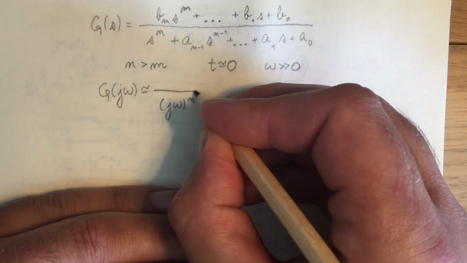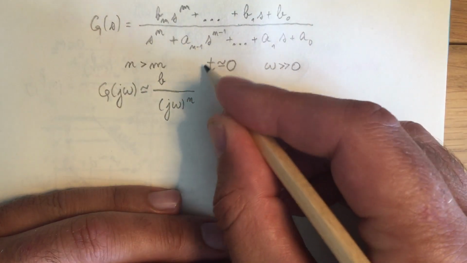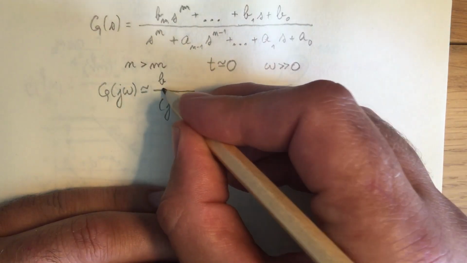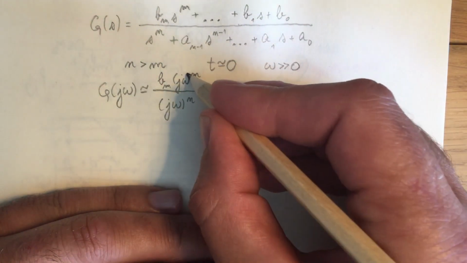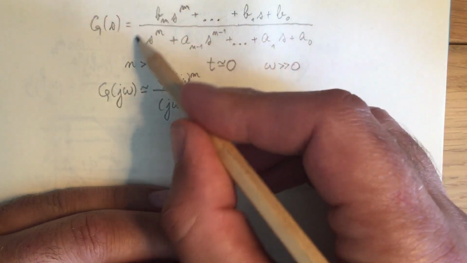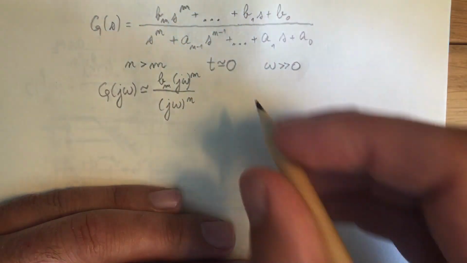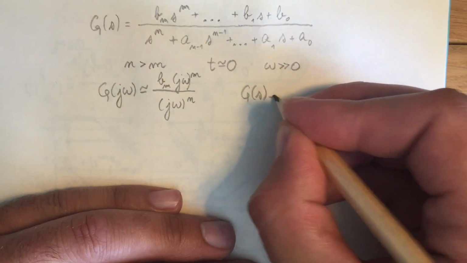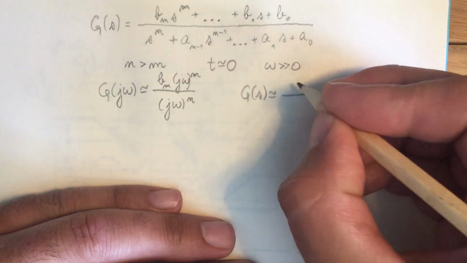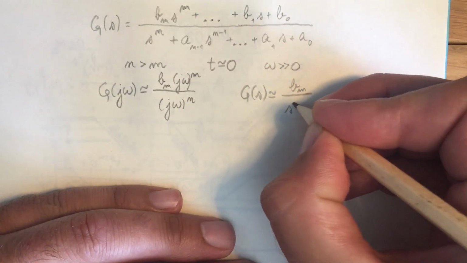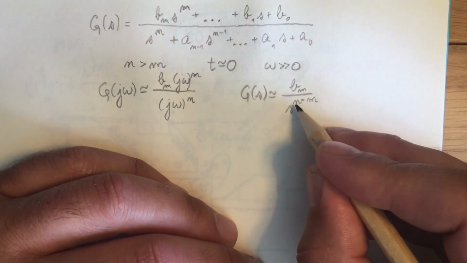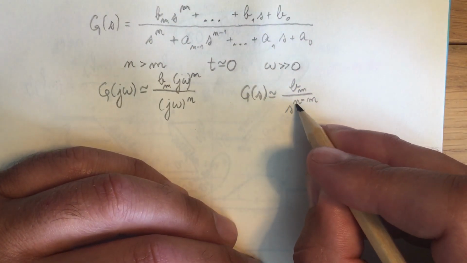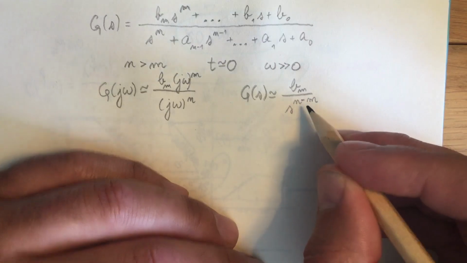In other words, for time values that are very small, this transfer function will behave as if only these terms mattered. It will behave just like a transfer function given by s to the power n minus m in the denominator. This is the difference between the number of poles and the number of zeros. What is the consequence of this?